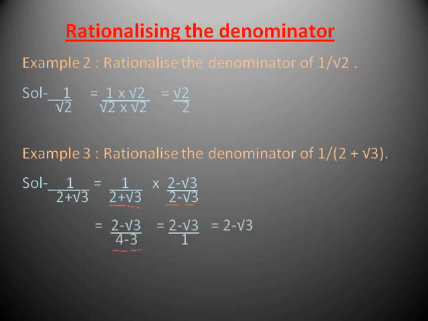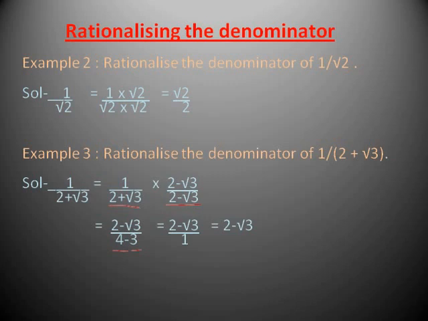So we get 2 minus root 3 in the numerator, because 1 into 2 minus root 3 is 2 minus root 3. But if we see the denominator, that is 2 plus root 3 into 2 minus root 3. You can see the denominator here, 2 plus root 3 and 2 minus root 3.